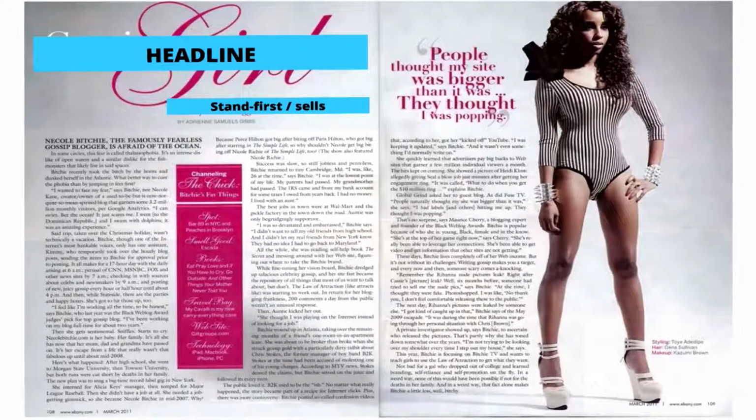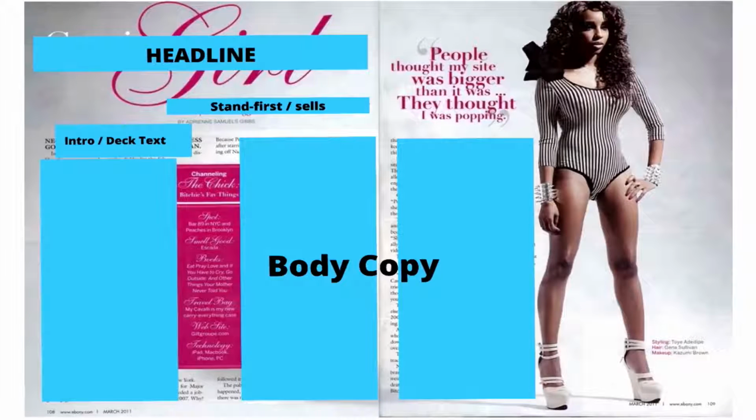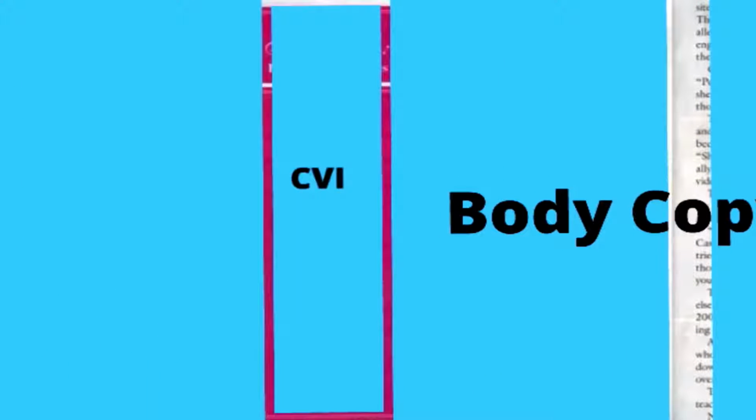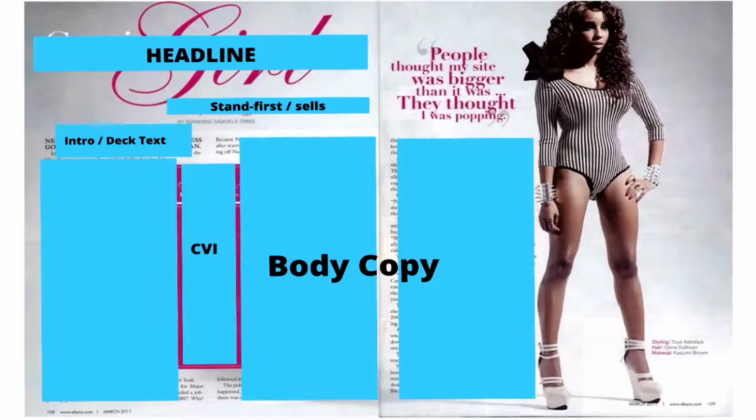Then we've got the deck text, which introduces us to the article. Then we've got the body copy. And next on this layout, we've got the CVI, and that's known as the Centre of Visual Interest. Now, this could be a photograph. In this case, it's a graphic, but it's something that kind of breaks up some of the text and pulls your attention towards that part of the page.